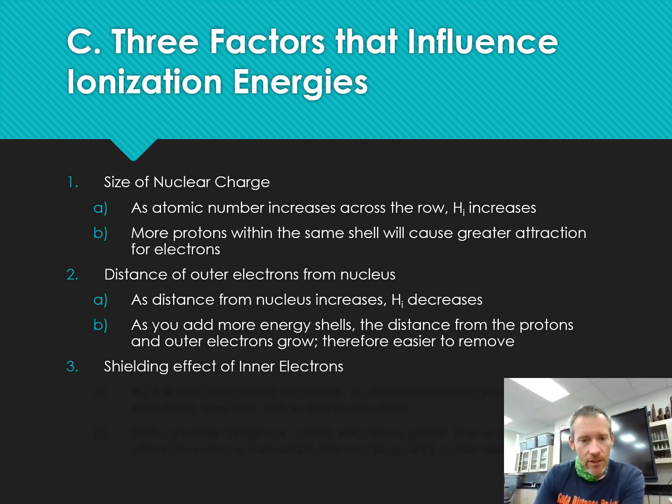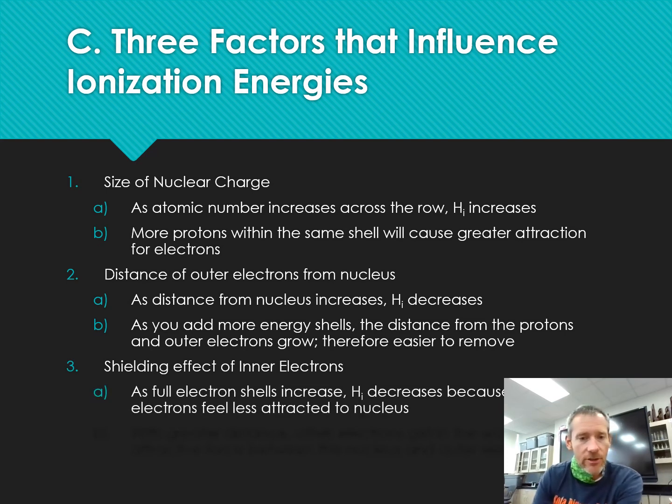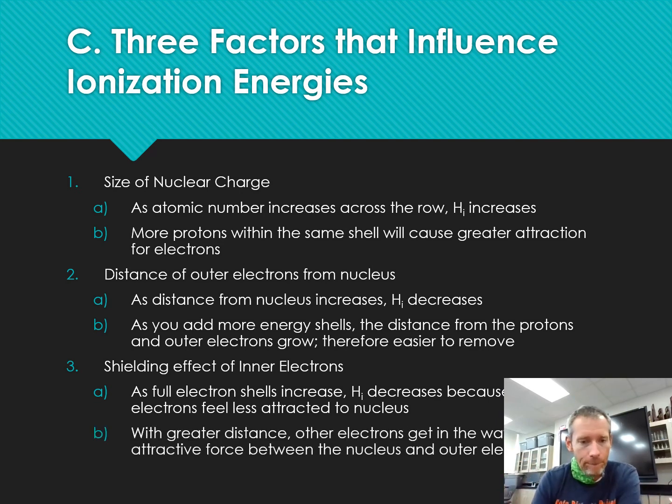And that's what the inner electrons do. They cause a shielding effect, almost like blockers in football. As the number of electron shells increases, they cause a shielding effect from the nucleus to the outer electrons. With greater distance, other electrons get in the way of that attractive force. Therefore, the outer electrons are easy to remove.